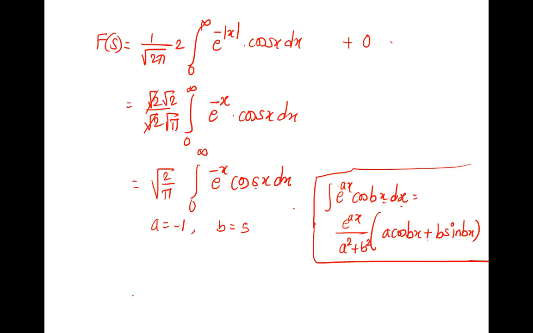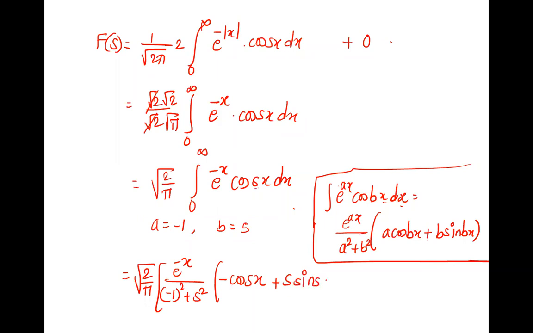Okay, chalo. We have a, we have b, we'll put them in the formula. The e raised to the power term is as it is, e raised to minus x, upon a square, minus 1 square, plus b square, s square, into a is minus 1 into cos sx, plus b is s, into cos becomes sin sx. And this is from 0 to infinity.